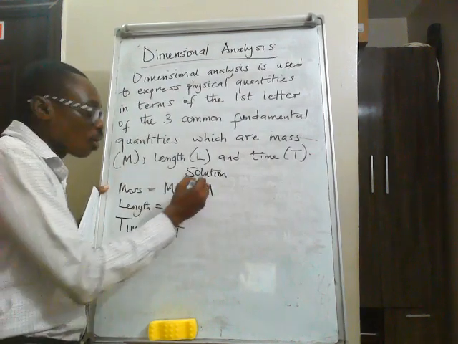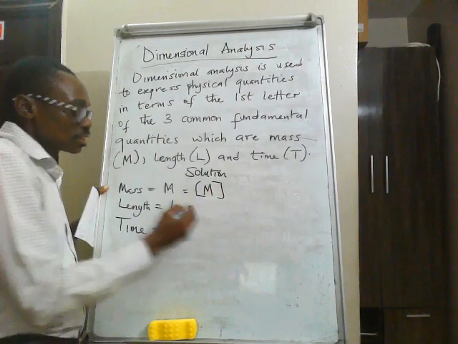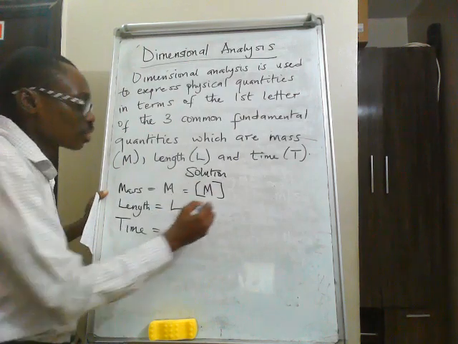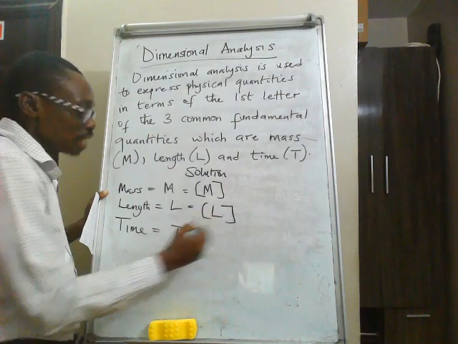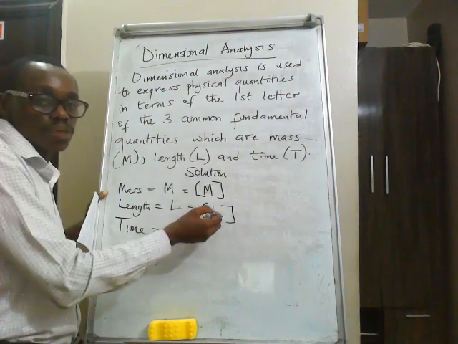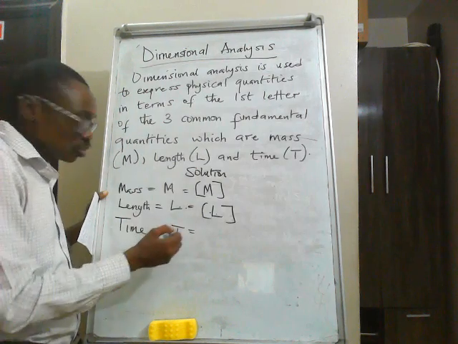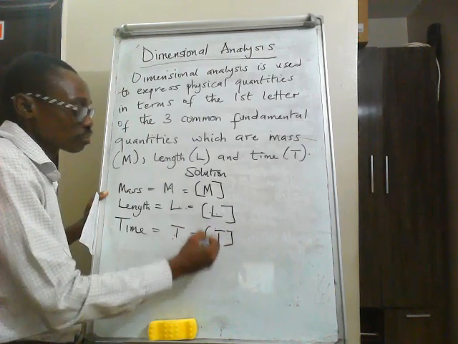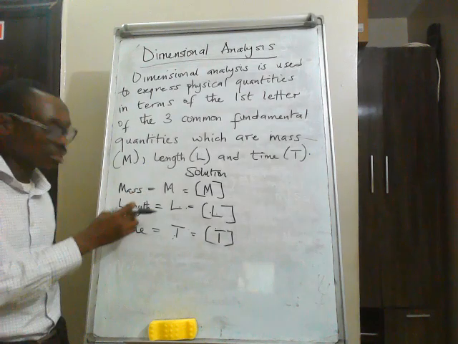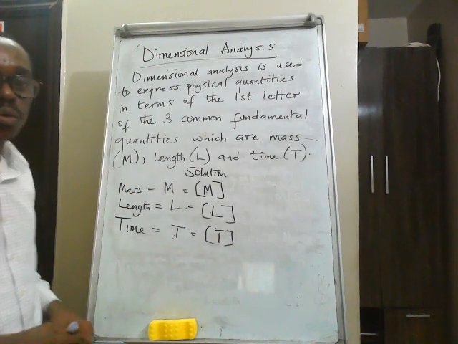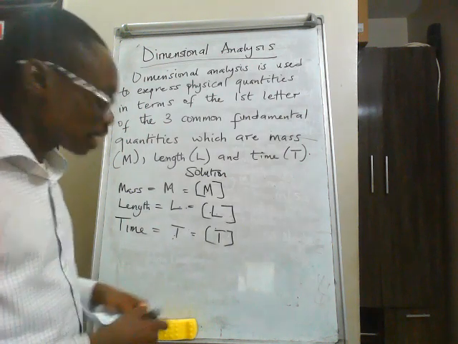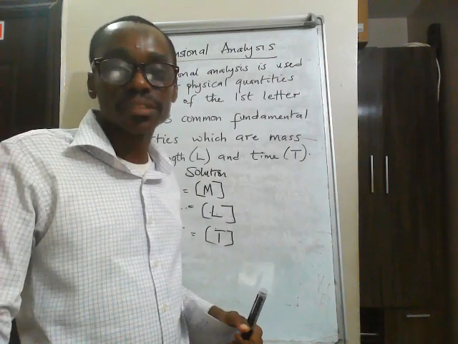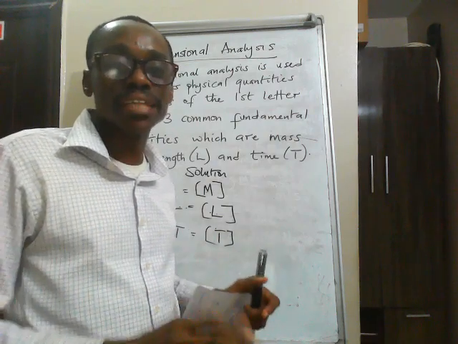So mass M can be written either this way, or they can use square bracket. The dimension can be written as capital M without the square bracket, or you make use of square bracket. We're going to express length and time the same way, with and without square bracket. So these are the dimensions of mass, length, and time. We're going to move forward right now to get the dimensions of other quantities, excluding mass, length, and time, but they're going to be based on mass, length, and time.